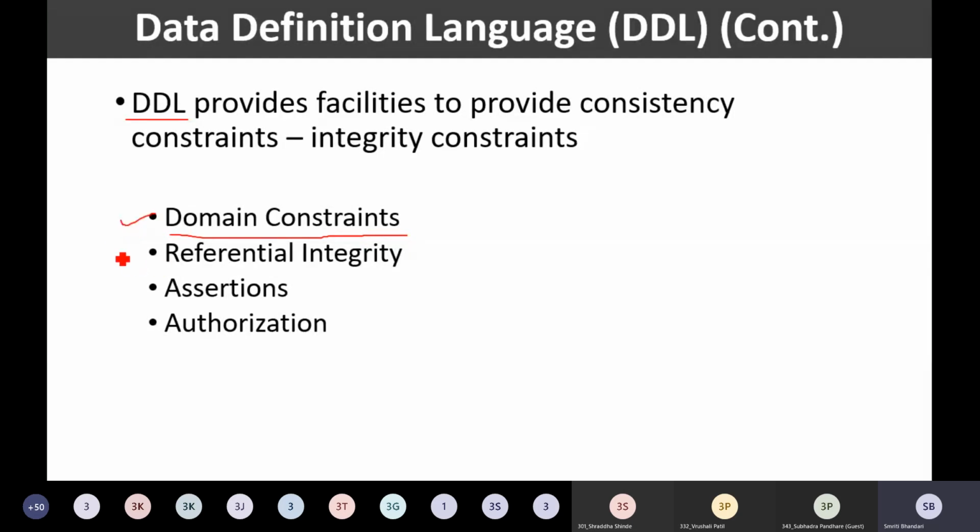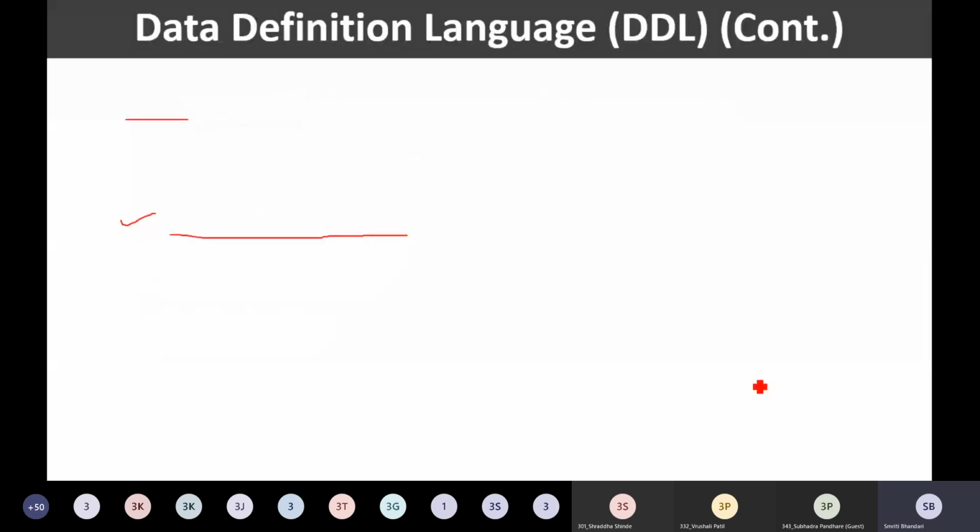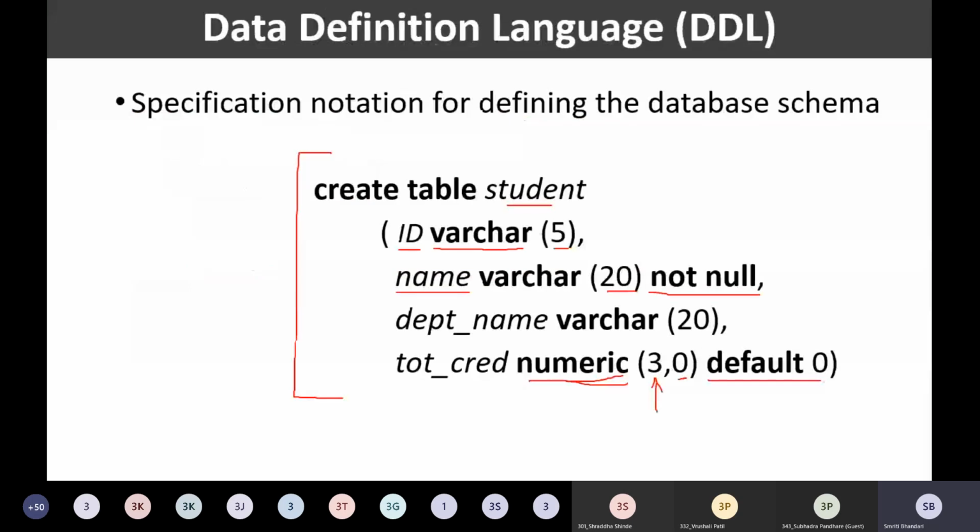Next, the referential integrity. So what do we mean by referential integrity? There are certain cases where we wish to ensure that a value that appears in one relation for a given set of attributes also appears in a certain set of attributes in another relation as well. What do I mean by that? Let us go back to our relational model tables.